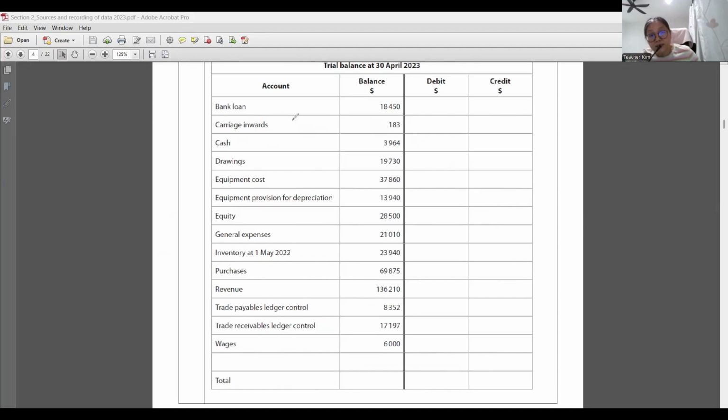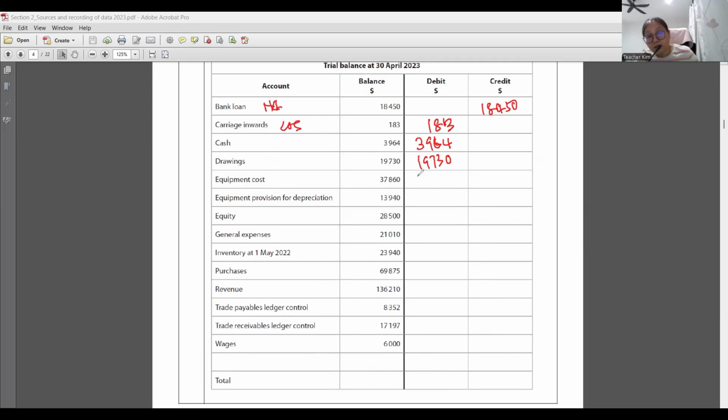Bank loan. This is a liability, non-current liability. Liability is on the credit side. Carriage inward is a cost of sales. So cost of sales is on the debit side. Cash is an asset, so debit. Drawings reduce the capital, so this is on the debit side.